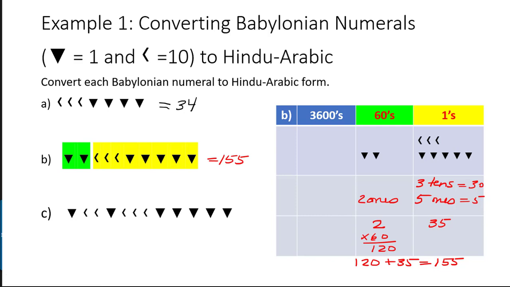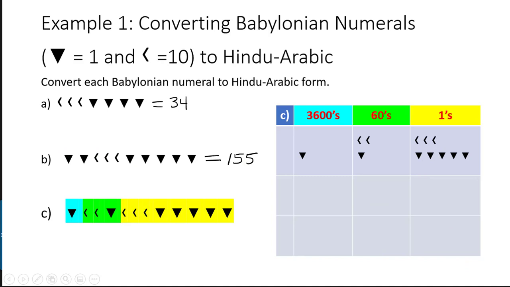Part C has more than one grouping as well. Again, we're looking at groupings of 10s and 1s, 10s and 1s, and then a little leftover over here. So we actually have 3 place values for this Babylonian number. In yellow, we have the 1's place. In green, we have the 60's place. The blue would then be the 3600's place.